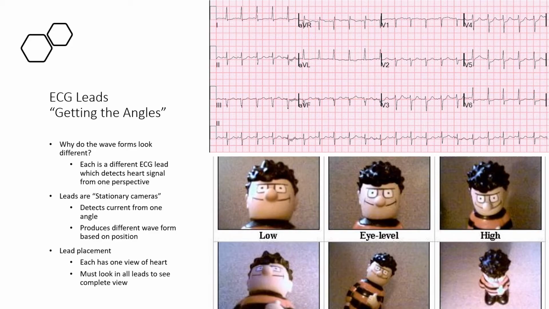Now, why do all of the ECG leads display a different morphology? Each lead is actually detecting the heart's electrical signal from a different perspective. They're like stationary cameras that can see the heart from one viewpoint only. Think about it like an Instagram influencer sitting in a room. They're not moving, but the camera angles are changing to get a complete view of the person. Each lead picks up the electrical activity based off of its position and develops a different waveform based off of the electrical activity it's detecting. You need to look in each lead in order to see a full and complete picture of the heart.